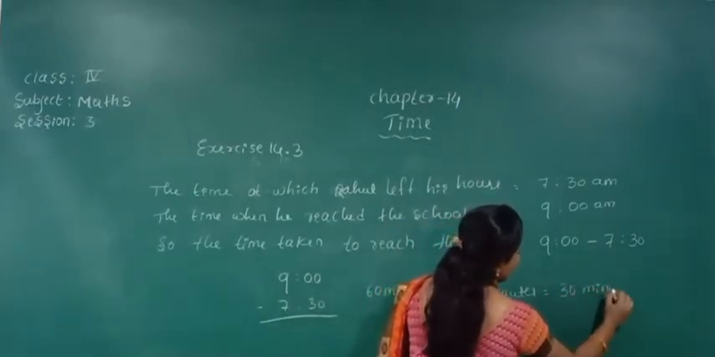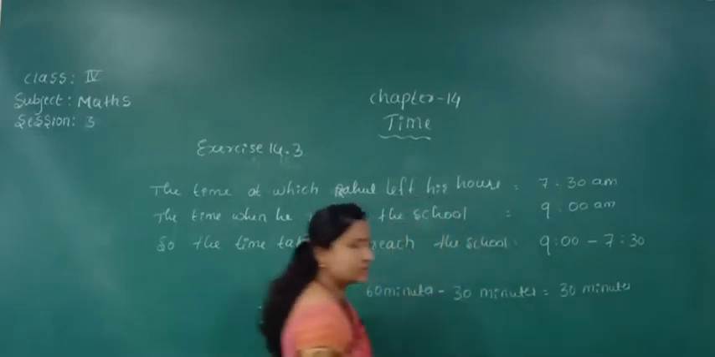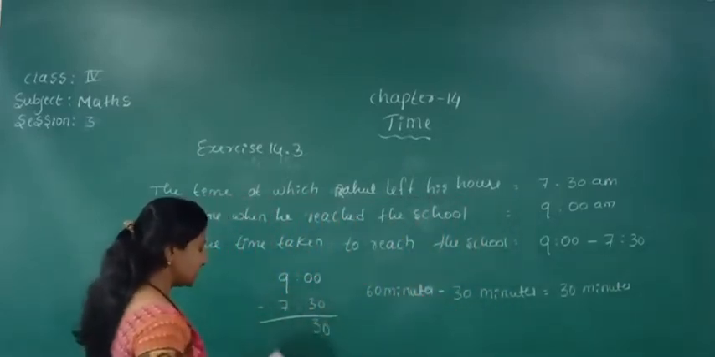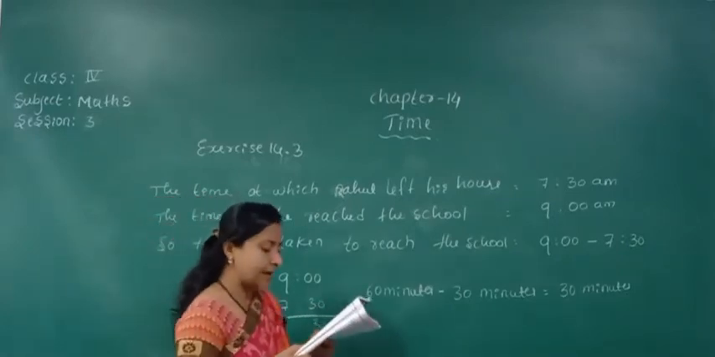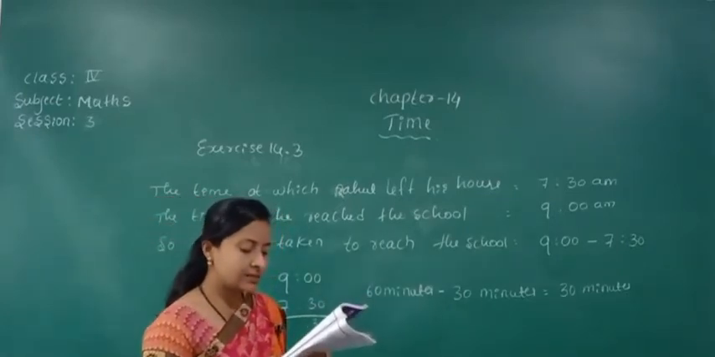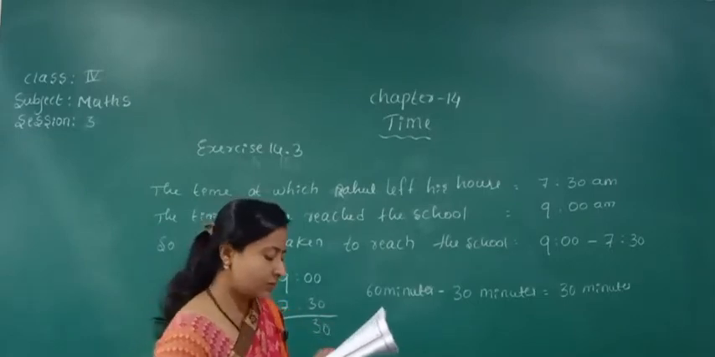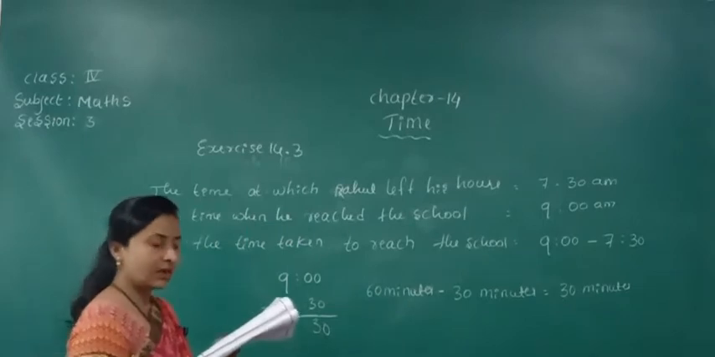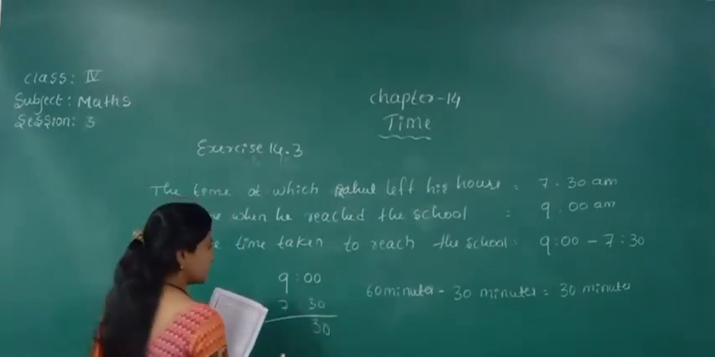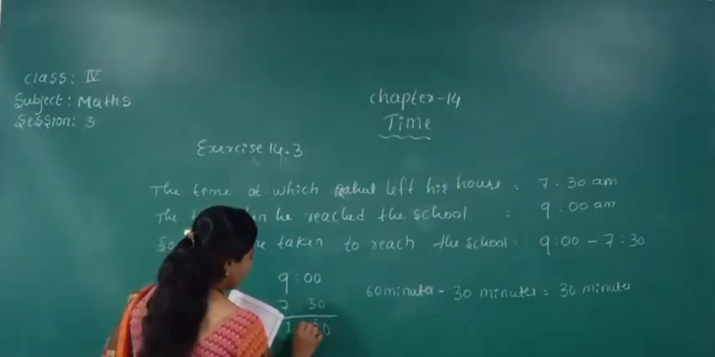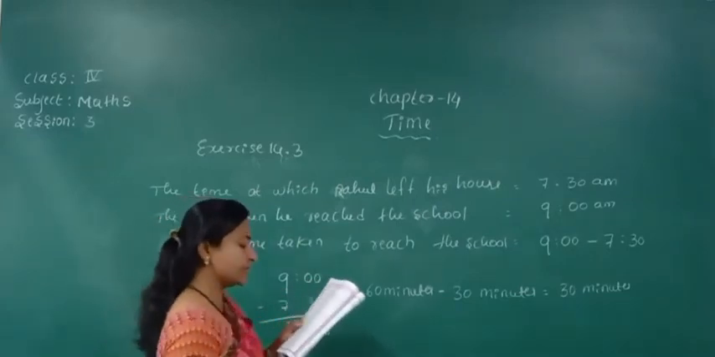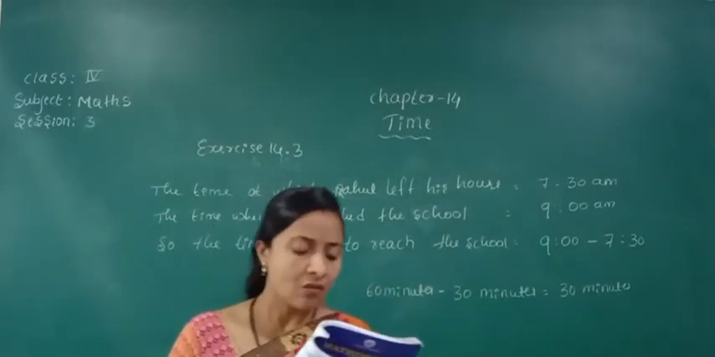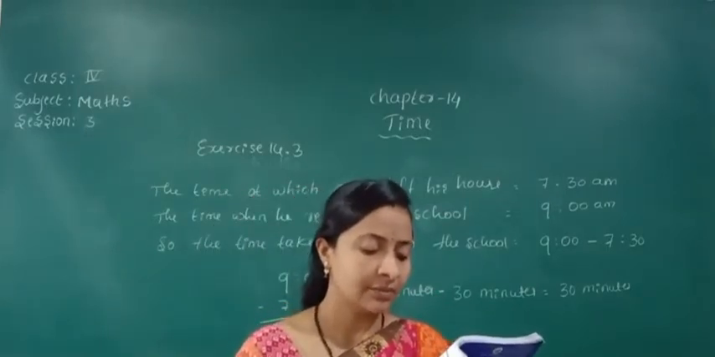First what we'll do? We'll subtract minutes from minutes. So we'll write here 30 minutes. Okay, next one. We'll subtract 8 hours minus 7 hours. So how much is taken here? 8 hours minus 7 hours. So the time taken is 1 hour 30 minutes. Okay, the time taken by Rahul to reach the school is 1 hour 30 minutes.